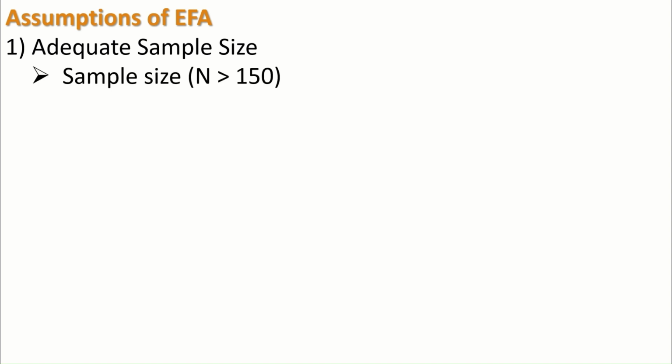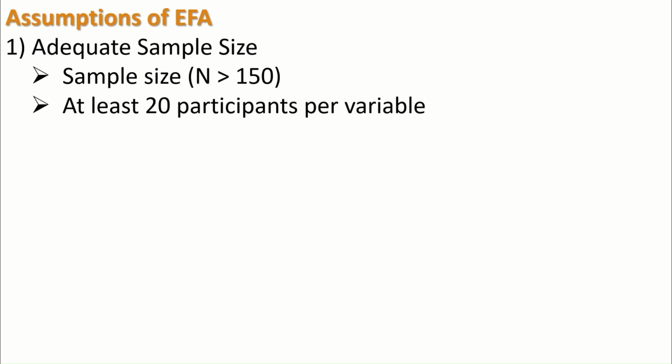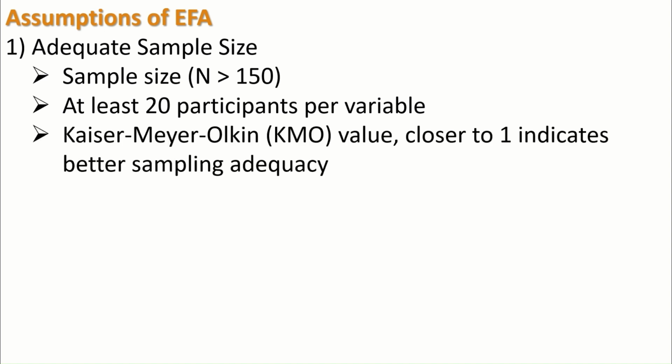So what are the assumptions that have to be fulfilled before performing this statistical method? First assumption is that there should be an adequate number of participants. Sample size has to be adequate, and the participants have to be greater than 150 individuals. More than 150 cases or individuals or participants. At least there should be 20 participants per item or per variable or per question.